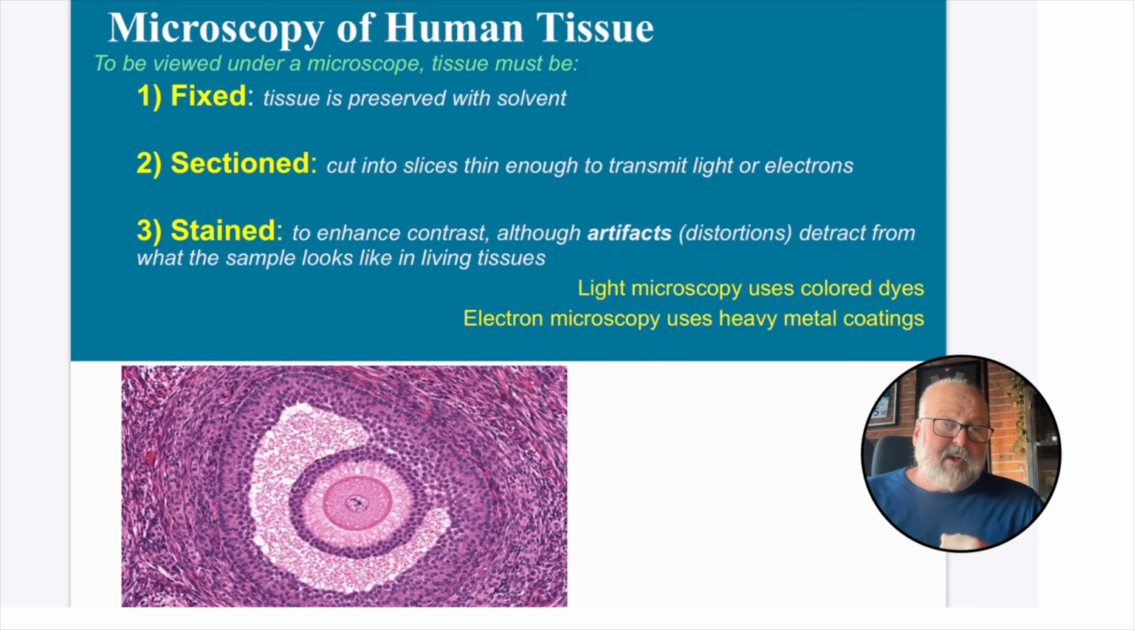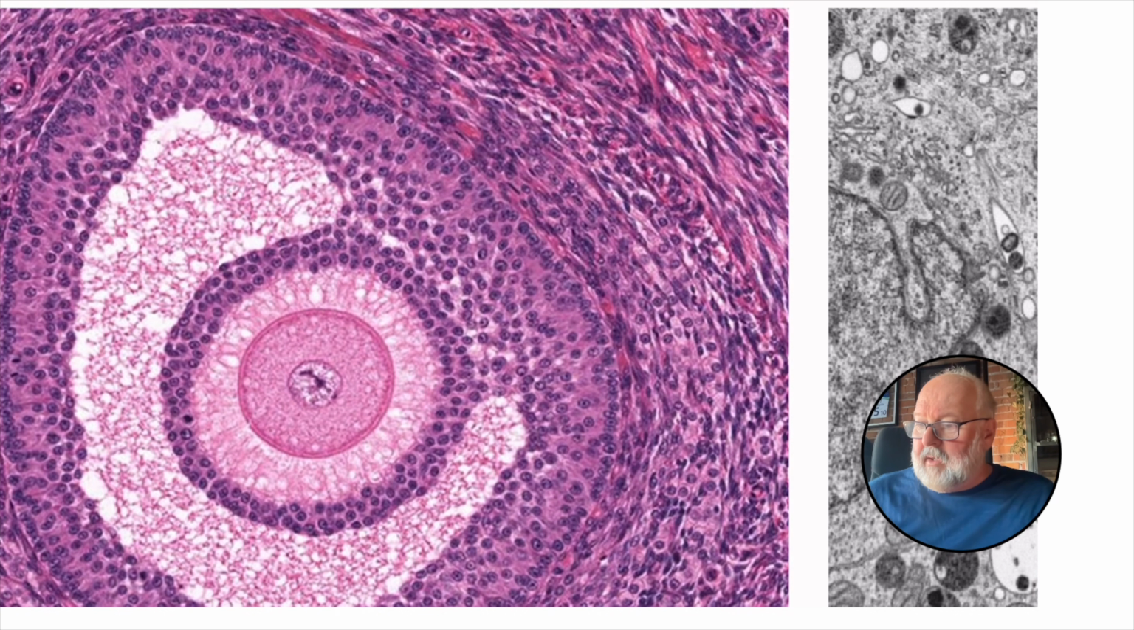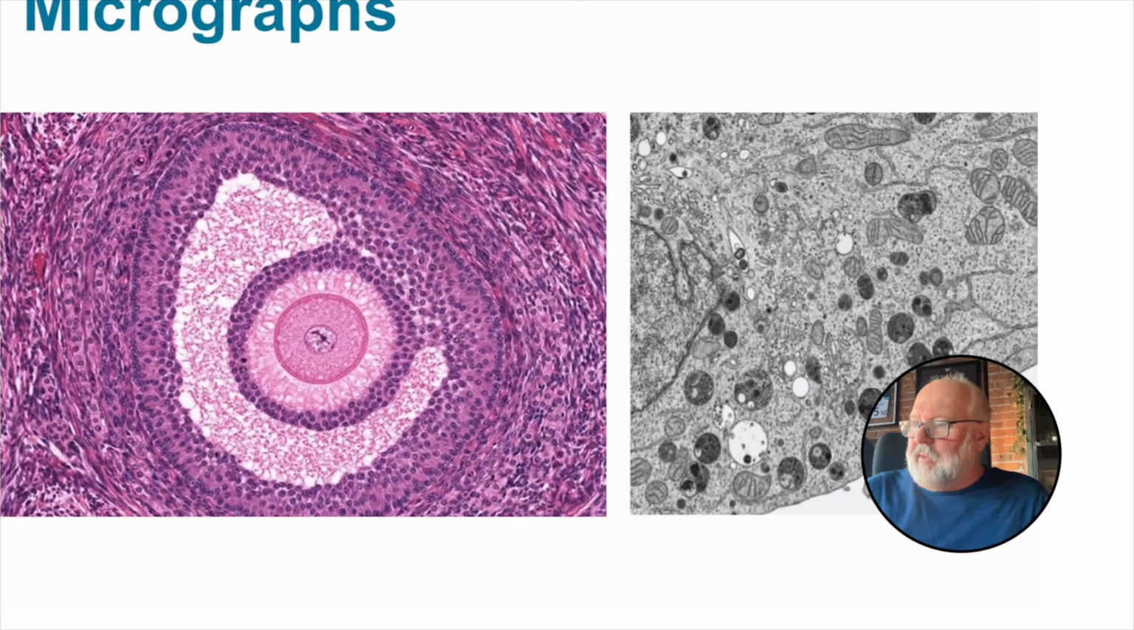The other option would be the electron microscope. In electron microscopy, the preparation of the tissue is a bit different, and we're not going to use colored stains. We're going to use heavy metals to coat the outside. Here's an example of light microscopy, and you can see individual cells, but we can't see inside the cells and get clarity of what is in there. But you can see the overall architecture and structure of the tissue with light microscopy.